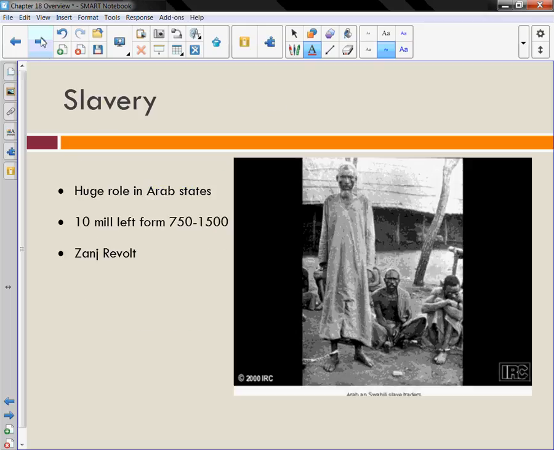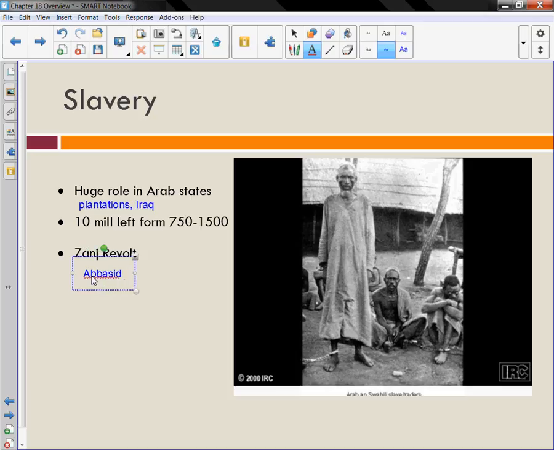All right, so in the last slide I mentioned slavery. Slavery had a huge role in the Arab states, mainly on plantations. It'd help if I spelled plantation right. And this was mainly in Iraq. Over this time period, around the same time, 10 million people were shipped from Africa to the Arab states. And this resulted in a massive amount of slaves living in the Abbasid Empire.